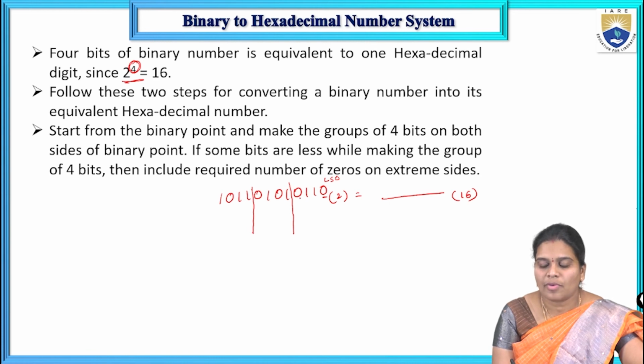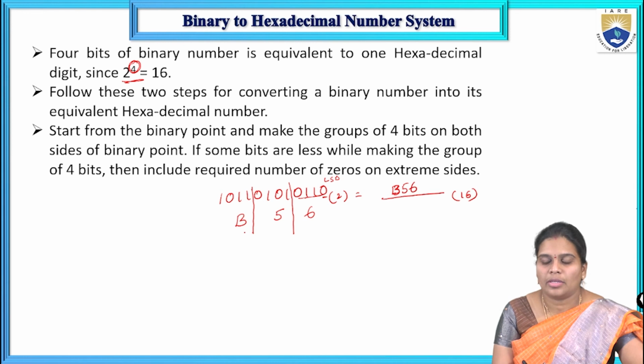Okay, so this value is equal to 6. This value is equal to 5. Next value is equal to B. Okay, B 5 6. So 1010 is 8, 1011 is B. So that's what B 5 6.